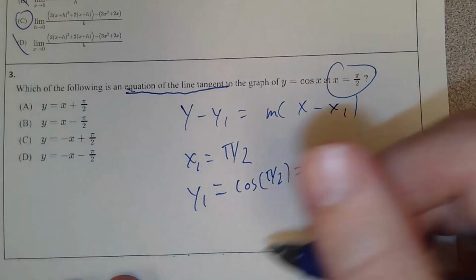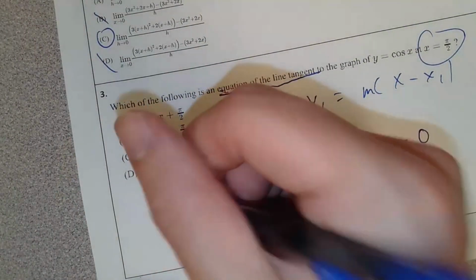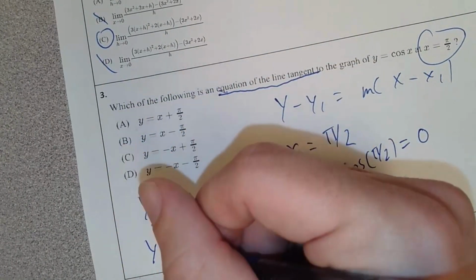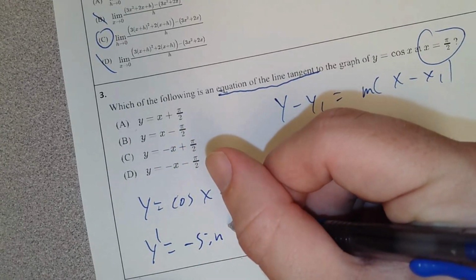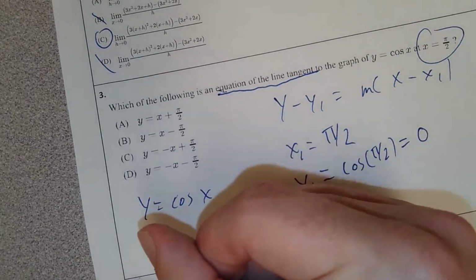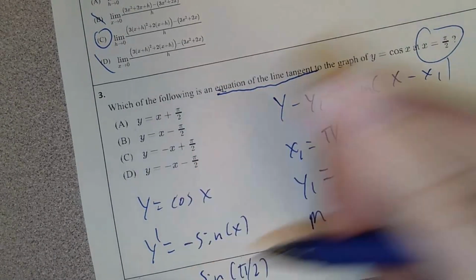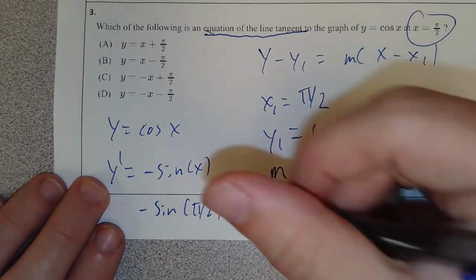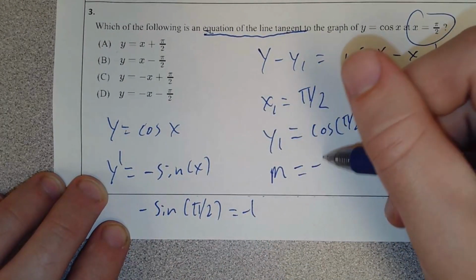Okay, so that's 0. And then the slope m I get by taking the derivative. Cosine is my function, y equals cosine x. So my derivative of that, remember the derivative of cosine is negative sine x. And then I'm going to plug in pi over 2. So I have negative sine pi over 2 is my derivative at pi over 2. Sine pi over 2 is 1. So negative 1. So my m is negative 1.